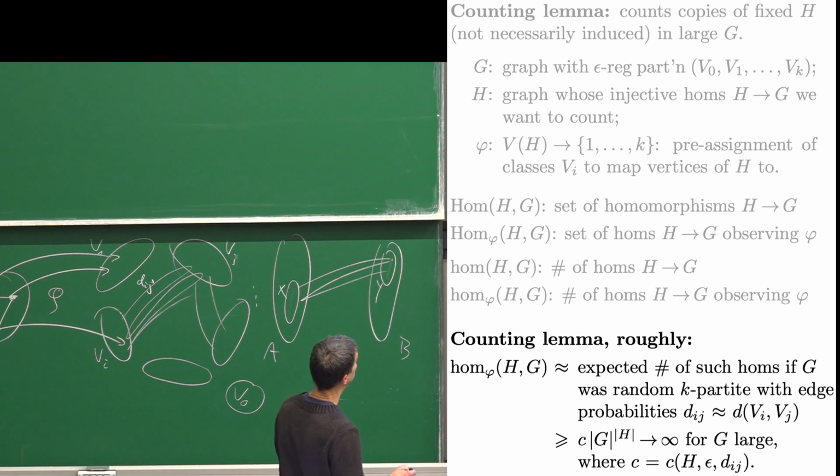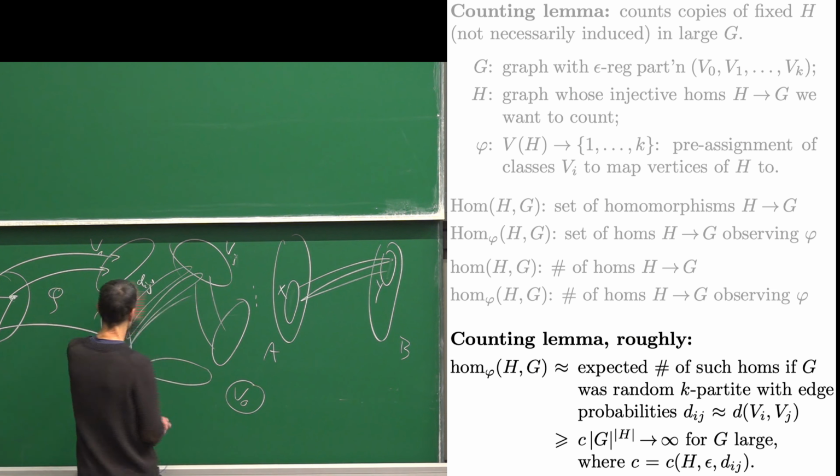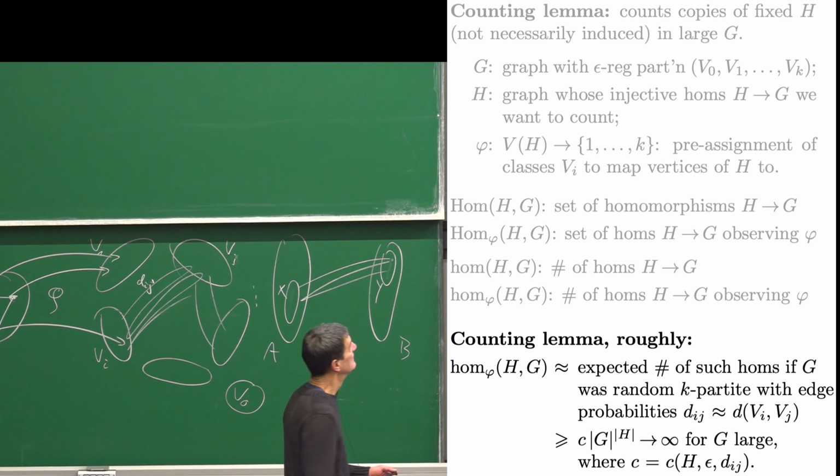And the number of homomorphisms respecting little phi from H to G is the expected number of homomorphisms that we would get if we mapped the vertices of H to the designated classes at random, and then just checked whether this random map happens to be a homomorphism or not.